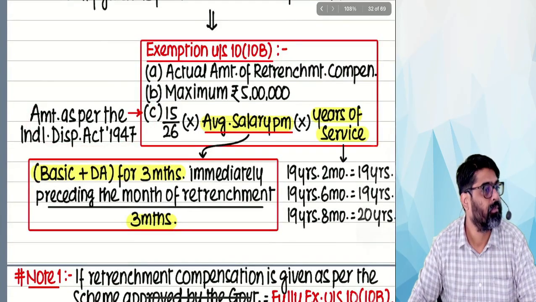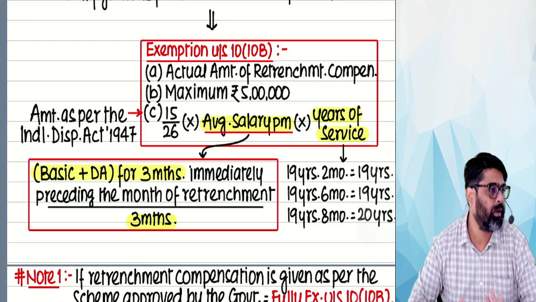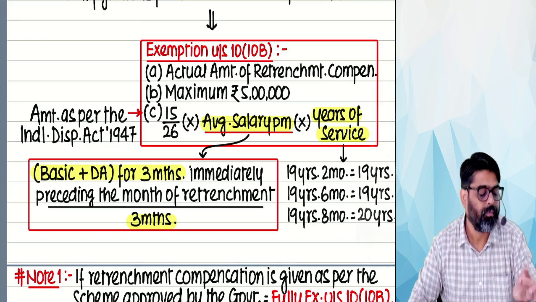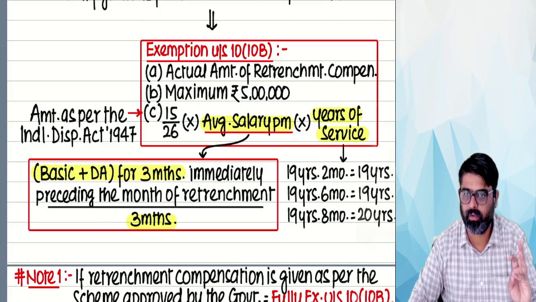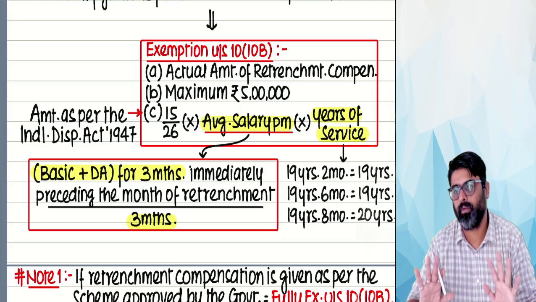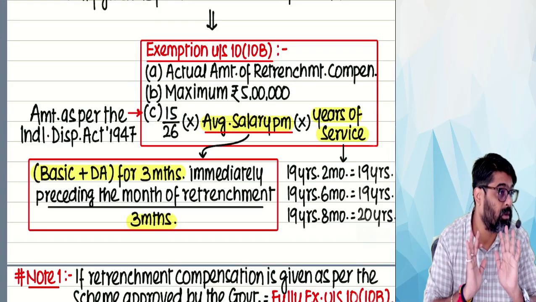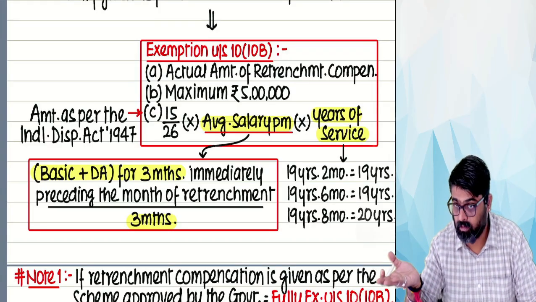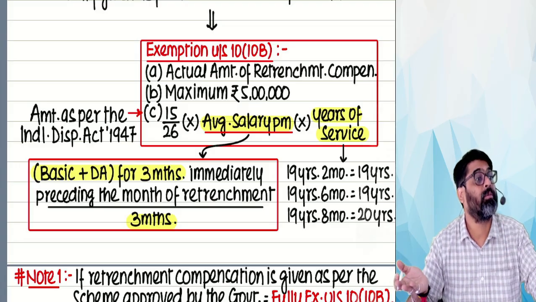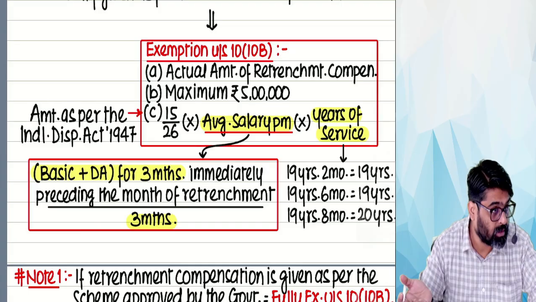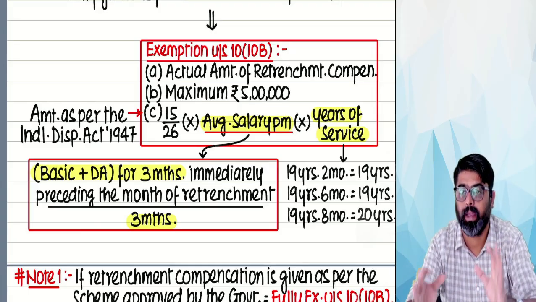Remember this. Now see how much we are going to exempt. Either the amount of retrenchment compensation which you have received, or maximum we can give you the exemption of 5 lakhs, or the amount as per the Industrial Disputes Act. How much the Industrial Disputes Act says we can give at maximum, and how much you have actually received. Out of these three amounts, the lowest amount we are going to exempt.